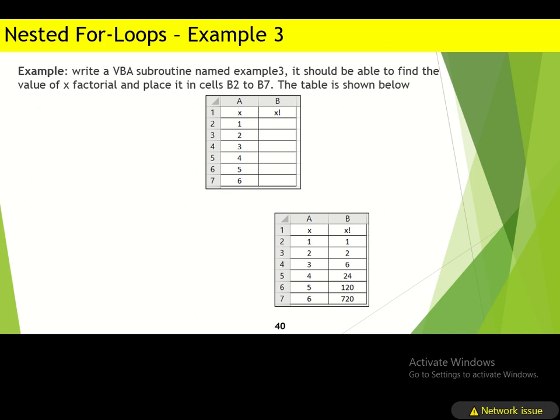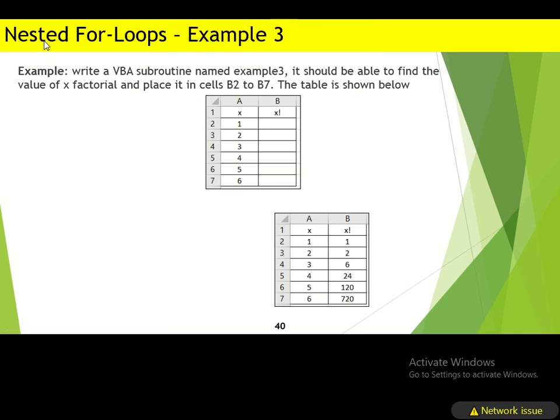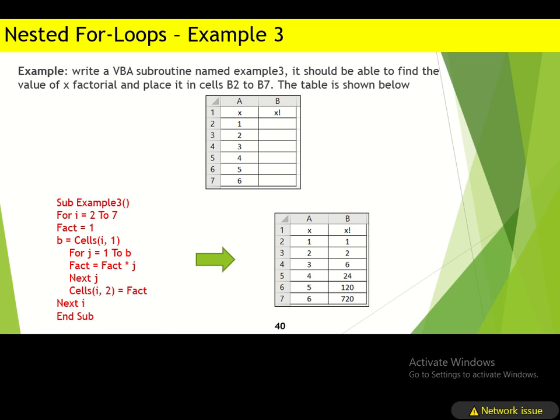Okay, VBA subroutine example 3 should be able to find the value of x factorial. Something which we love, factorials. So every time it will calculate the factorial. So again we have to use a nested loop. Let us look at the program which they gave. Did we do the same thing, or is there any change?